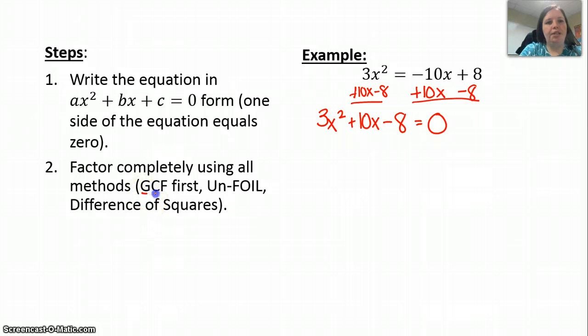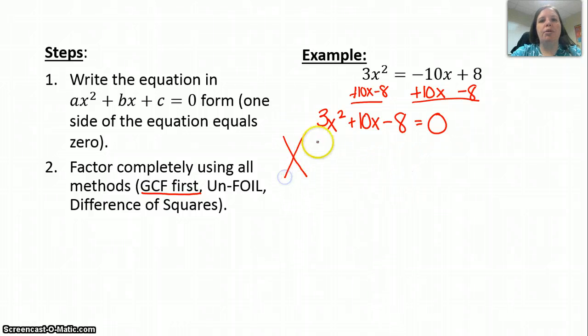The important thing here is note, remember GCF, greatest common factor, is what comes first if possible. It'll make your life easier when factoring. So we have 3 terms here. Difference of squares, look back in your notes, is that binomial method of factoring. Unfoiling though, with 3 terms, our GCF here, 3x squared, 10x, and negative 8, what do they have in common? They only have in common 1, so we're going to go ahead and unfoil.